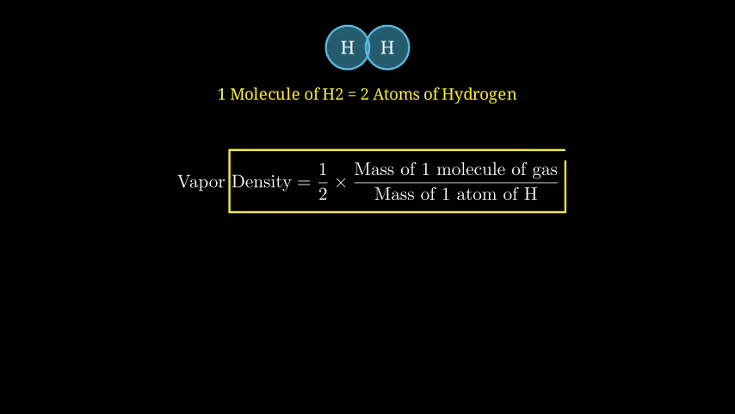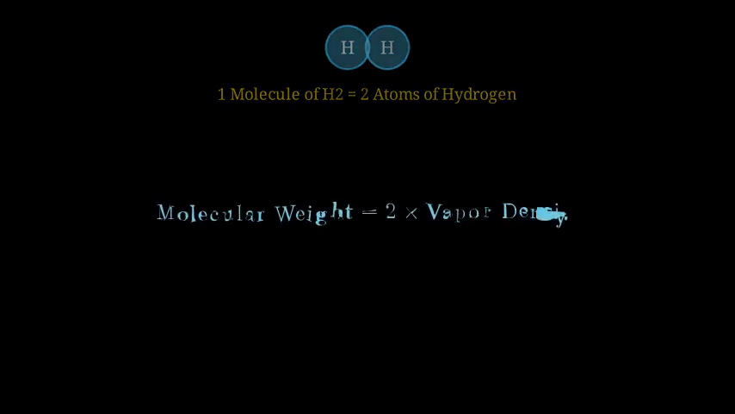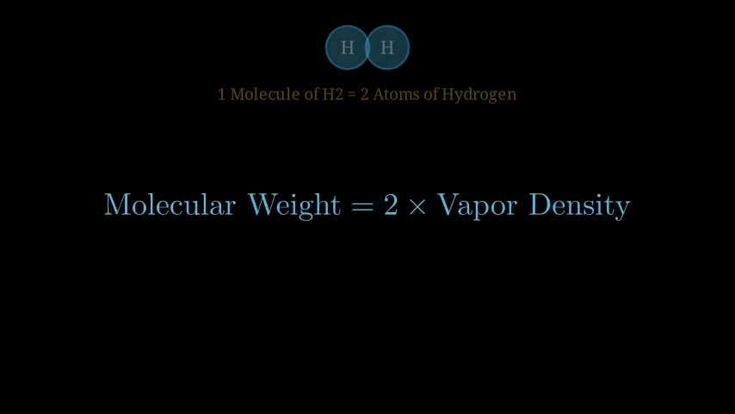Does that look familiar? In chemistry, the ratio of the mass of one molecule of a substance to the mass of one hydrogen atom is the definition of molecular weight. And there it is, the aha moment. By substituting this definition back into our equation, we find that vapor density equals molecular weight divided by 2. Or to put it in its most common form, molecular weight is simply twice the vapor density.